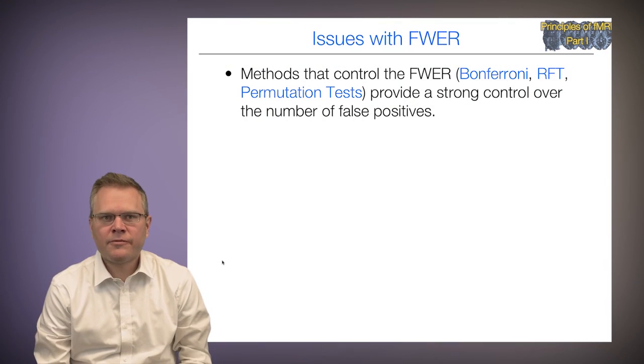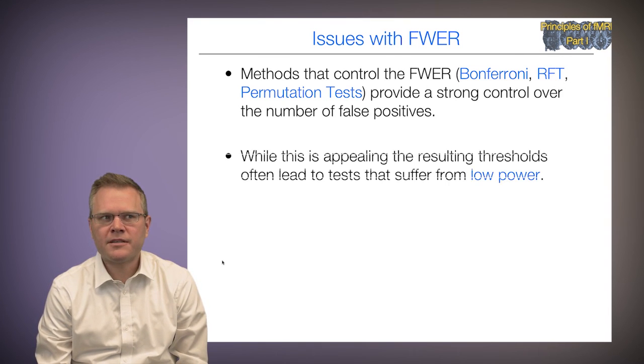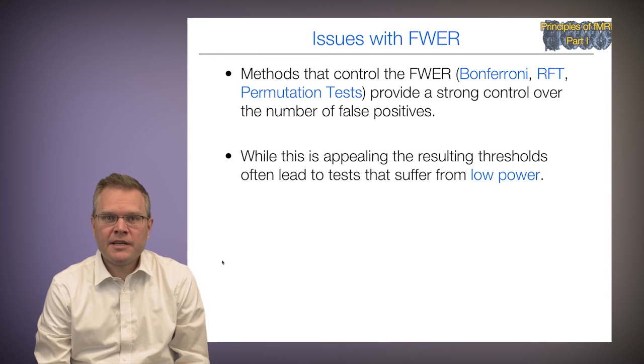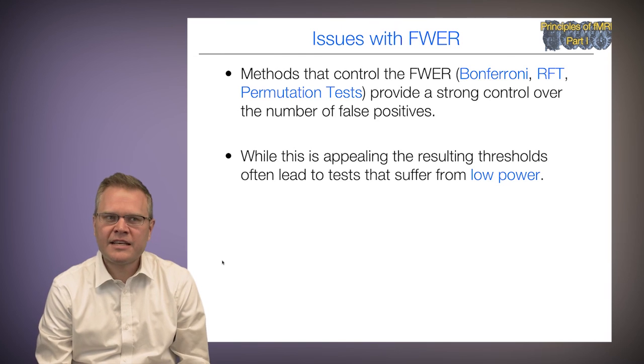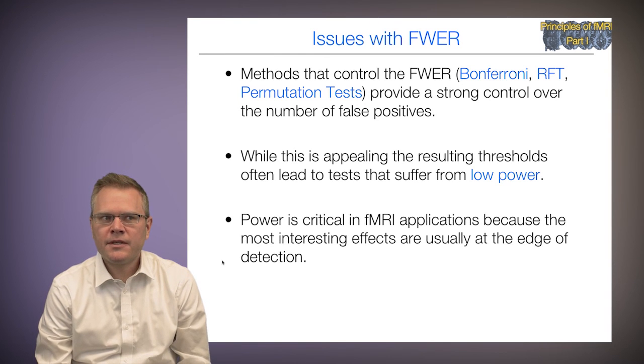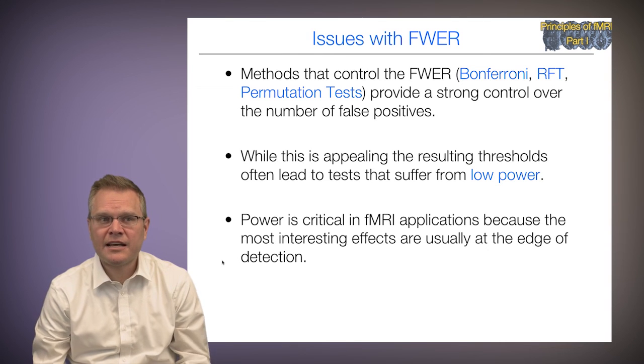Methods that control the family-wise error rate, such as Bonferroni, random field theory, and permutation tests, provide a strong control over the number of false positives. While this is an appealing property, the resulting thresholds often tend to be very stringent and lead to tests that suffer from low power. Power is very important in fMRI applications because most of the interesting effects lie at the edge of detection.